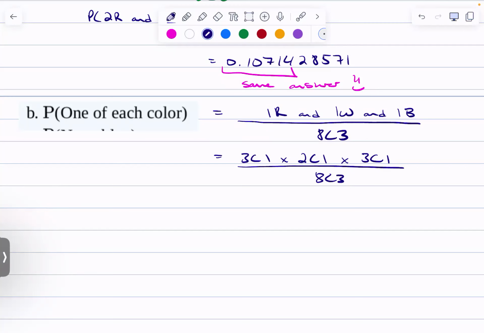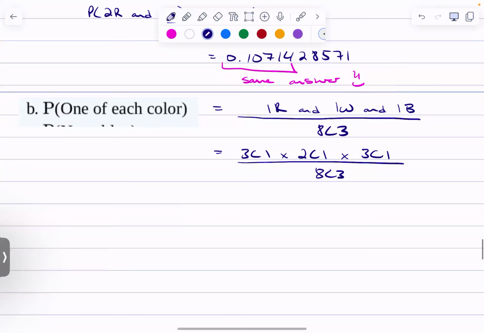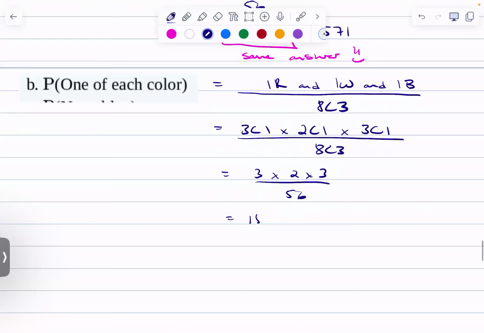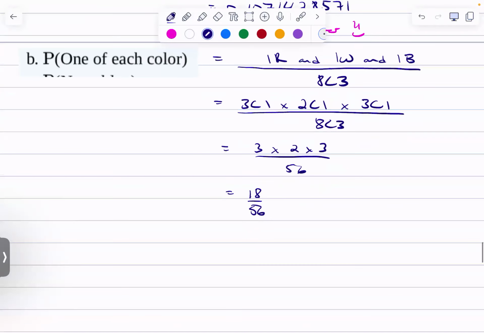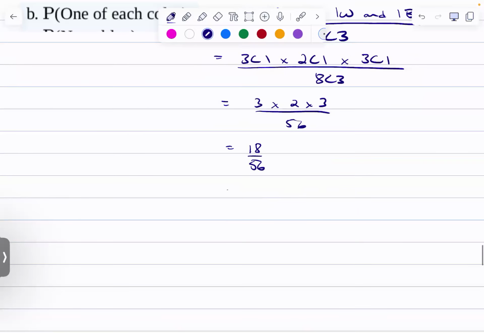3 choose 1, we said was, oops, P1 was 3. 3 times 2 times 3 divided by 56. 18 out of 56. That's technically your answer, but sometimes it's nice to show the decimal. 0.32142857.